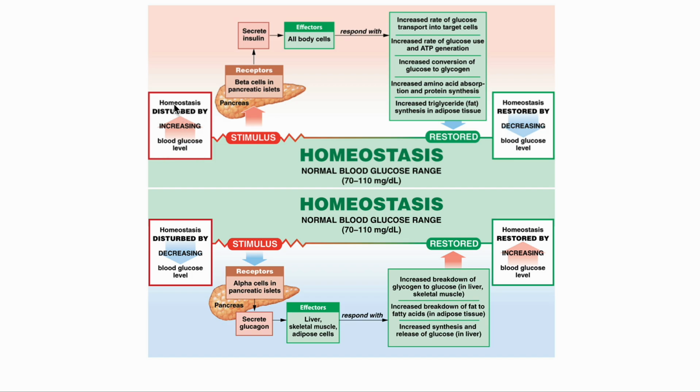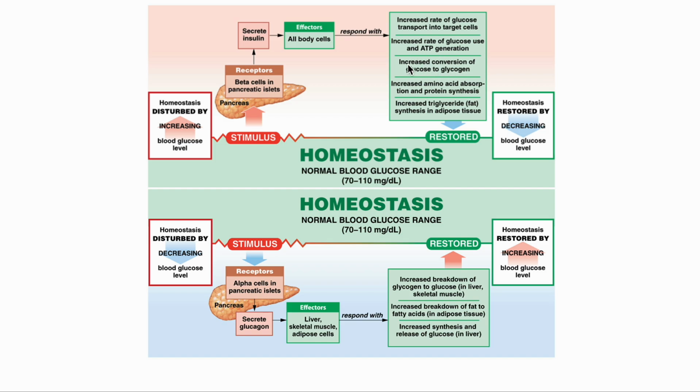So here we can see our homeostasis has been disrupted by blood glucose levels that are too high. The result of those high glucose levels in the blood will cause beta cells in the pancreas to secrete insulin. Insulin will bind to receptors on pretty much all body cells. And the effect of that is that glucose will be transported into target cells at a greater rate. We will use glucose and generate ATP at an increased rate.